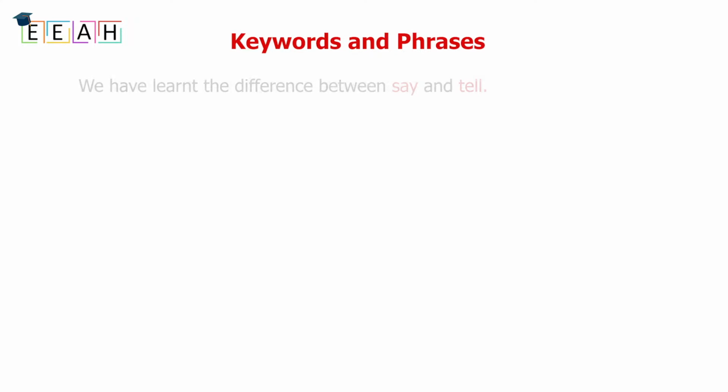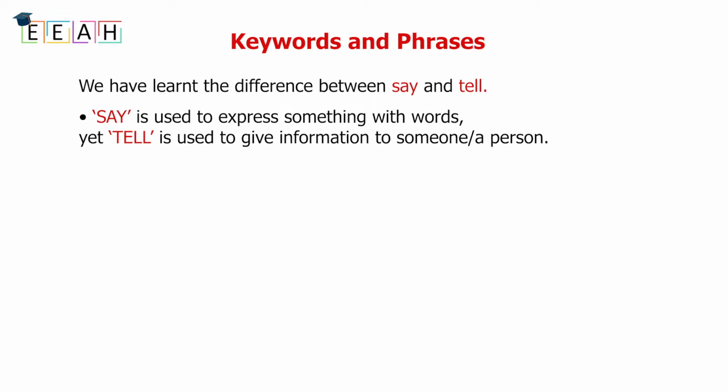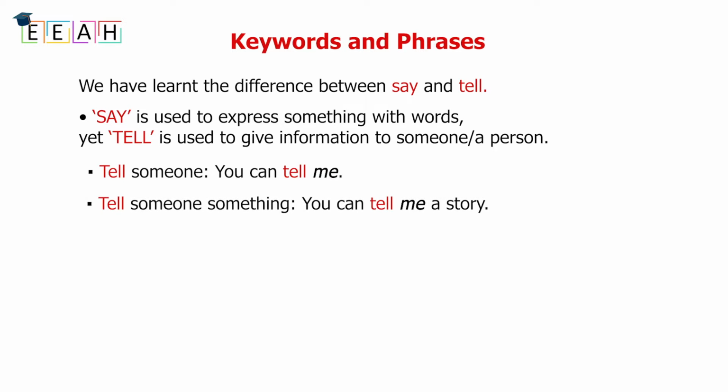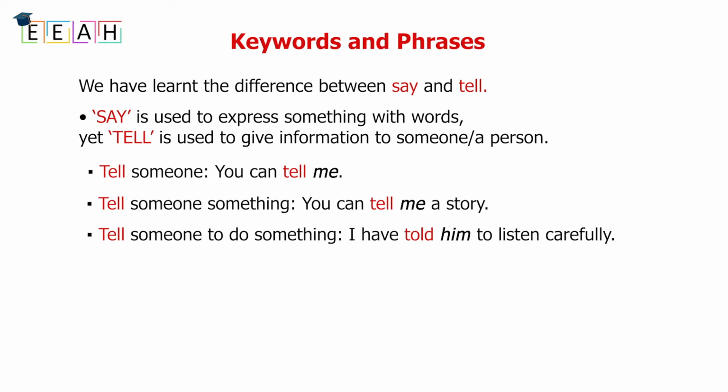Let's have a look at today's keywords and phrases. We have learned the difference between say and tell. Say is used to express something with words. Yet, tell is used to give information to someone. Tell someone, you can tell me. Tell someone something, you can tell me a story. Tell someone to do something. I have told him to listen carefully.